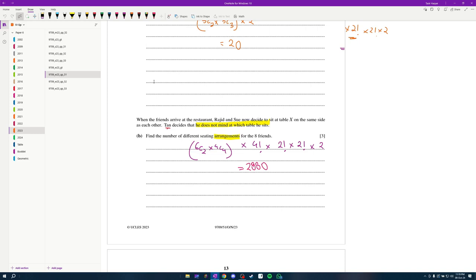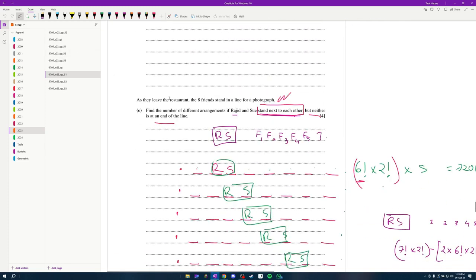So, Rajid and Sue decide to sit at table X. Okay, it's fixed now, and on the same side. And now Tan decides that he does not mind at which table he sits, so he can either sit at table X or Y. So this is a bit complicated. Let's try to break this down.